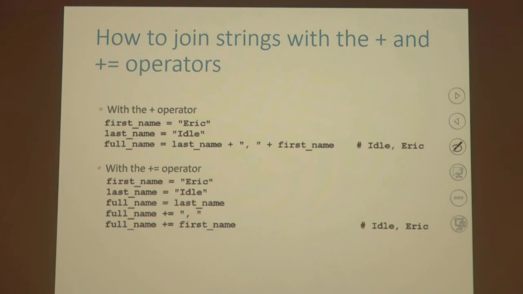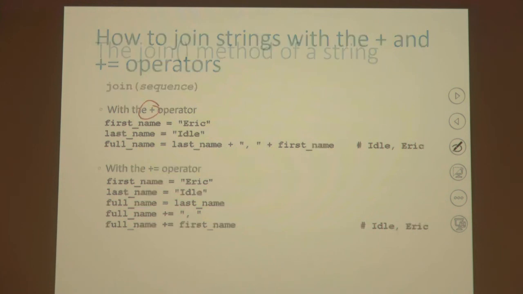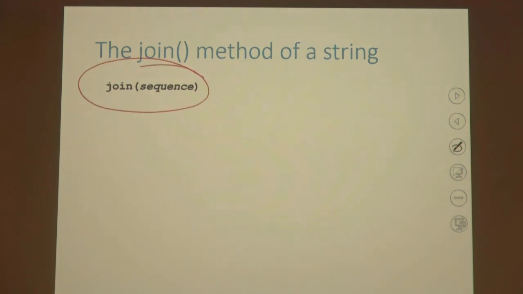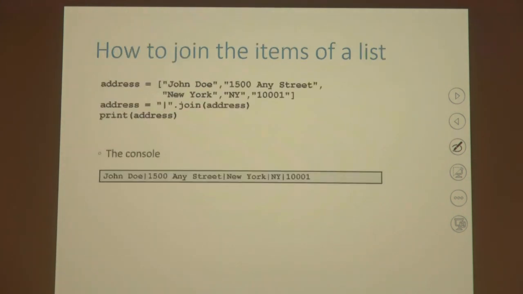Join: whenever you have a split, you always have a join. For example, you could join with the plus sign, and you could also use the join method. So for example, you have a string, the address in here, and you need to join the address with the vertical bar. So the vertical bar joins the addresses and gives you this. You join all the parts of that string with, you see the vertical bar in here?